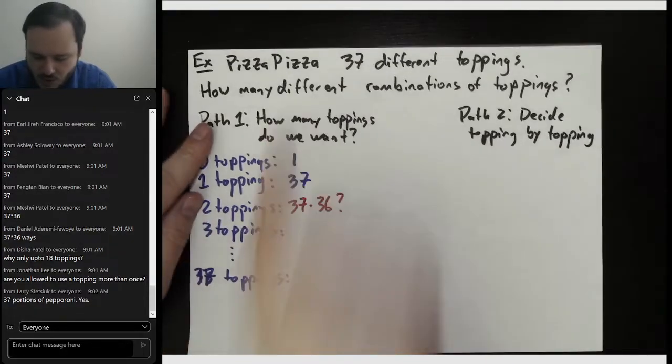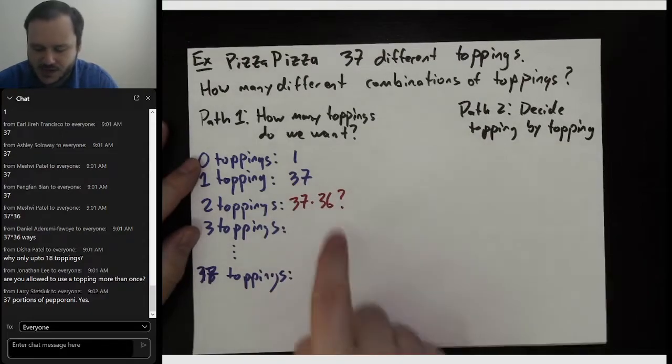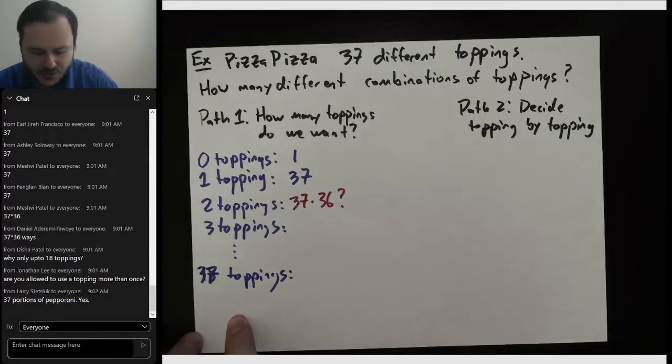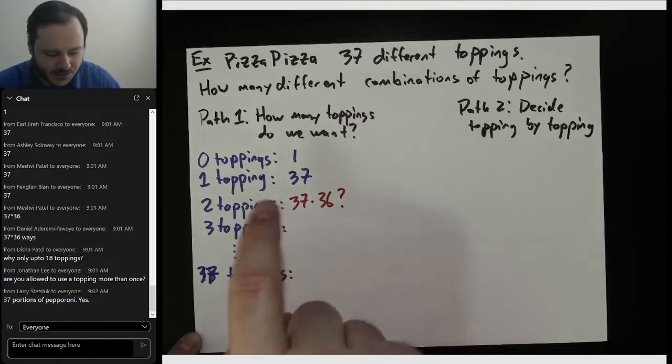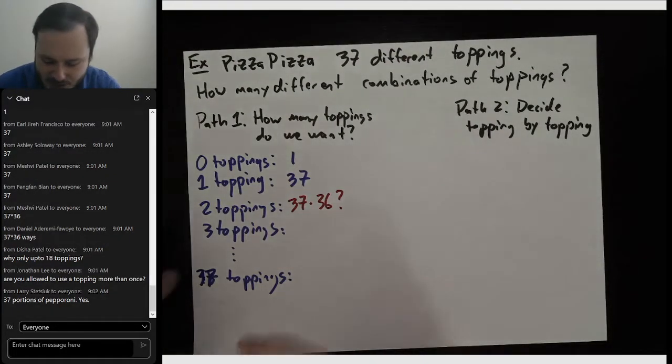So in order to go down this path, this totally works, but we're going to need a new idea. And also, we're going to have to add up 38 different numbers, some of which might get super complicated. So path 1 works, but let's look at path 2 and see if it's better.